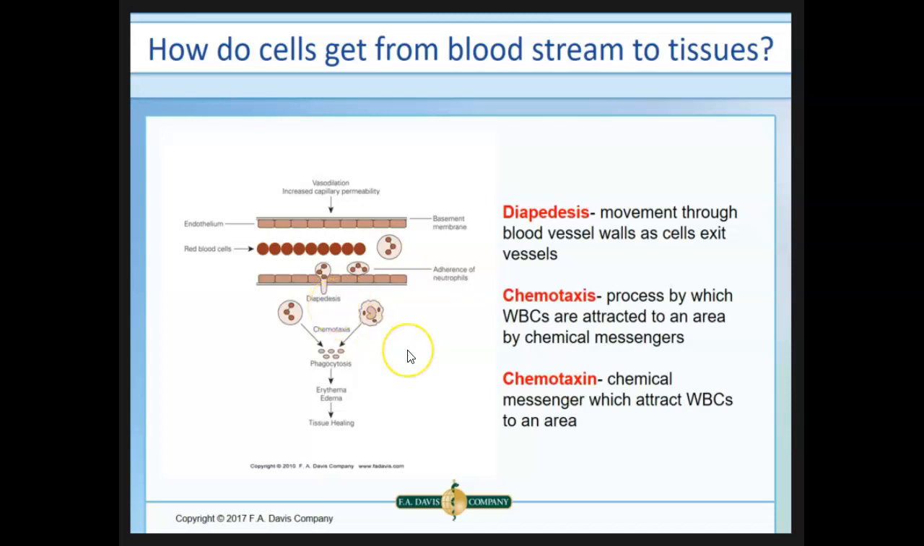Now, why do they do this? They are moving toward chemotaxins. Chemotaxins are chemical messengers which attract white blood cells to an area. And we're going to talk a lot more about what those chemotaxins can be and how they come about much later on in the course. But chemotaxis is the process by which white blood cells are attracted to an area by chemical messengers. So the terms chemotaxis and chemotaxin can be a little confusing, but make sure that you get those straight because I think there is a test question.